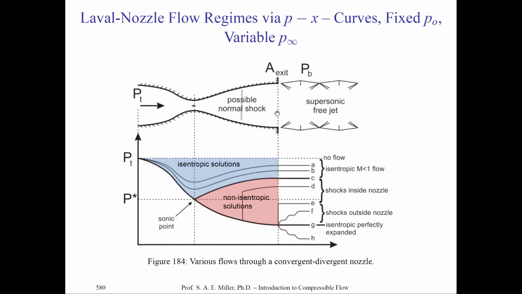Recall that we have an area of an exit and we have a choked area. And inside the nozzle, there's some possible normal shock location. The flow moves from left to right. In fact, in some cases, there's no normal shock at all in the nozzle, as you know. Now in the lower part of the figure, 184, you'll notice there's an x-axis which represents the position of the flow from the nozzle inlet to the exit and in the exhaust now.